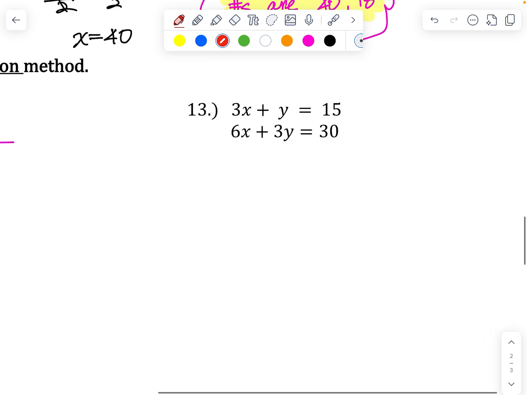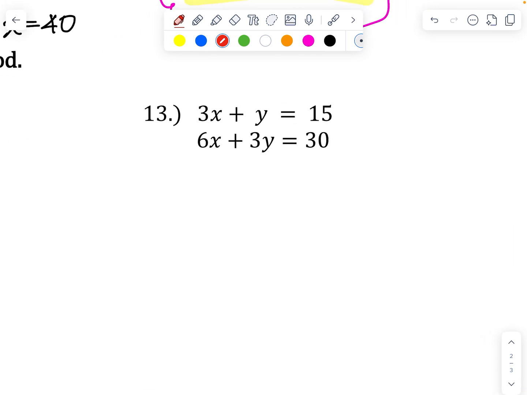Next one. Okay, again, using elimination, I can't eliminate them the way they are set up. So I'm gonna try to eliminate the y maybe by multiplying this whole thing by negative 3, because this is 3 and I need it to be negative 3 to eliminate it. So I'm gonna multiply everything by negative 3. I'm gonna rewrite the equation down here below. That's negative 9x minus 3y equals negative 45.